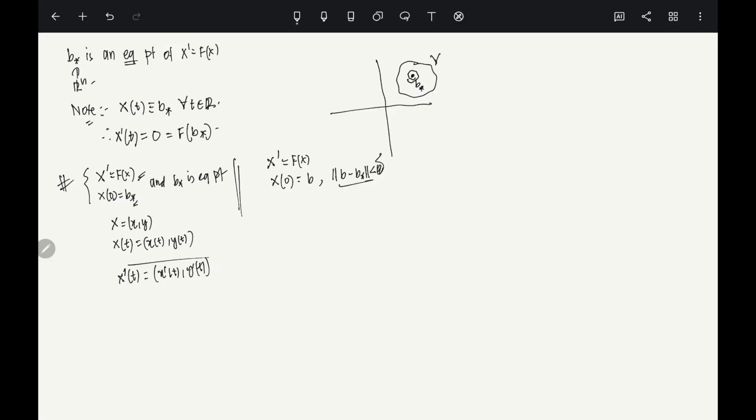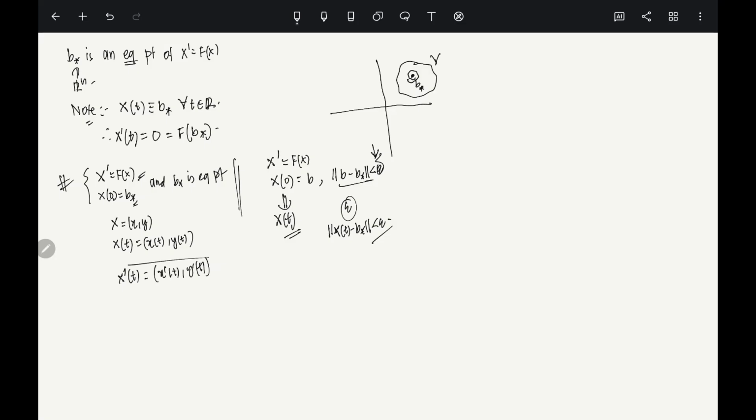B from a neighborhood of B star. Once I do that, then we get a solution x of t, right? We get a solution, and that solution for all time t must be confined in a neighborhood. So first of all you fix an epsilon, and for that you get a delta such that your x of t minus B star should be less than epsilon. Is it okay?